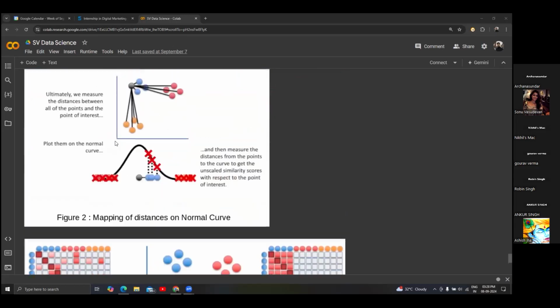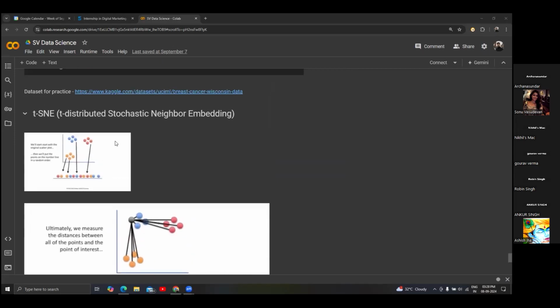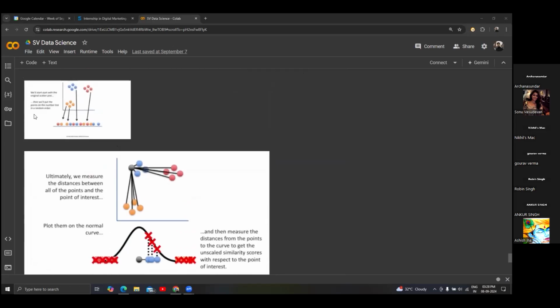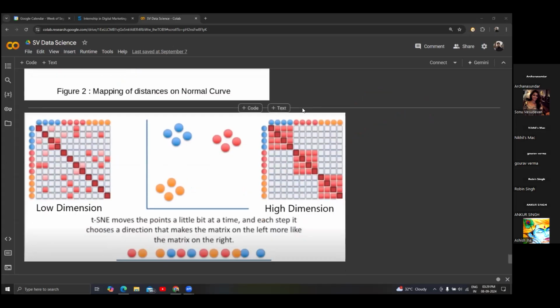For example, like this, your data is there, and your data is making a very non-linear kind of structure. You can see now your data is not going in a straight line, it is going like this. So in this type of scenario, we should use t-SNE on non-linear data.